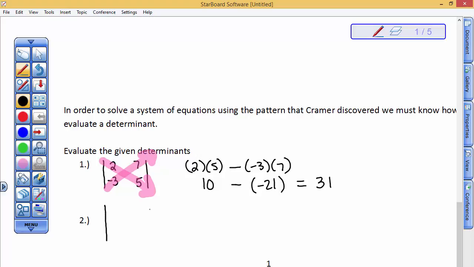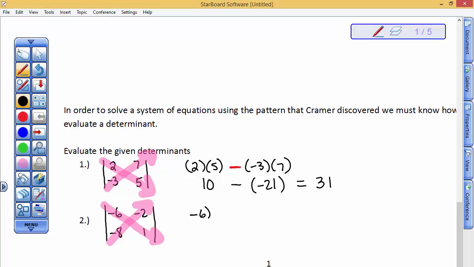How about if you try this one? It's really quite a simple process, but I want to give you one with negative signs. So go ahead, please, and pause the video and evaluate this determinant. It's kind of like cross products. There is a subtraction sign in the middle. Please go ahead and evaluate by taking this product and subtracting that product. Hit pause.